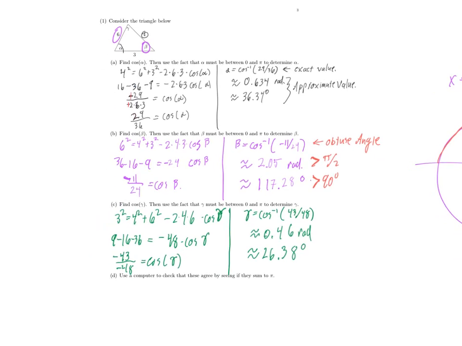So, approximating it, beta is about 2.05 radians. That's bigger than pi over 2. And in degrees, that is about 117.28 degrees, which again is bigger than 90 degrees.